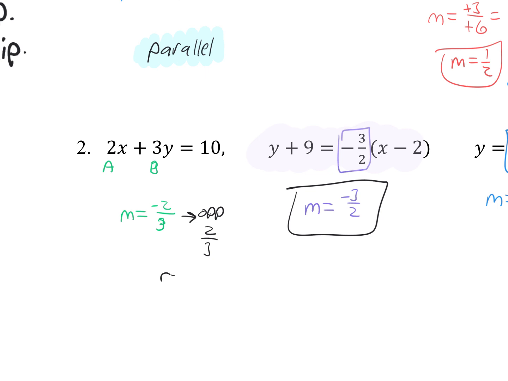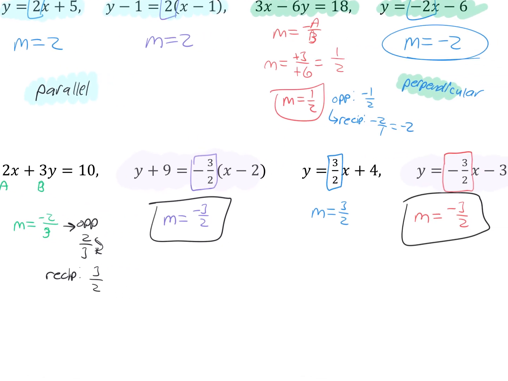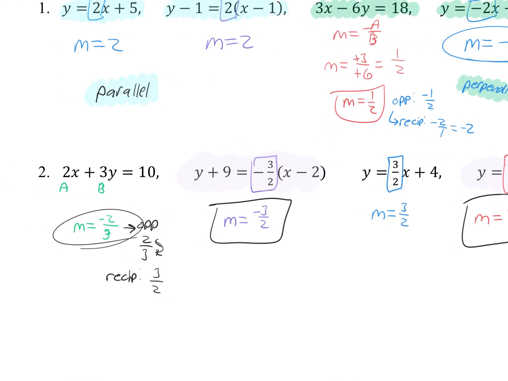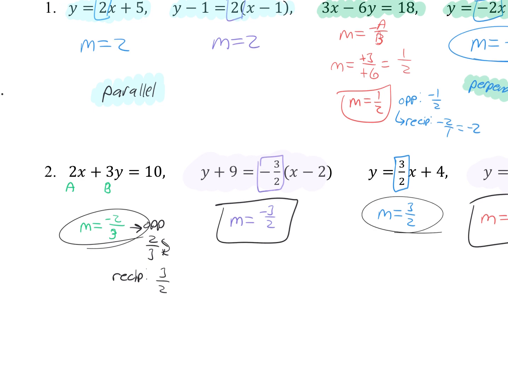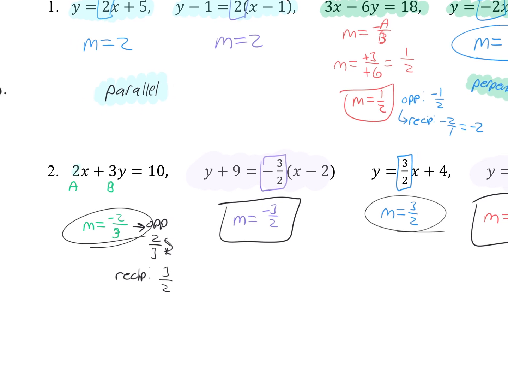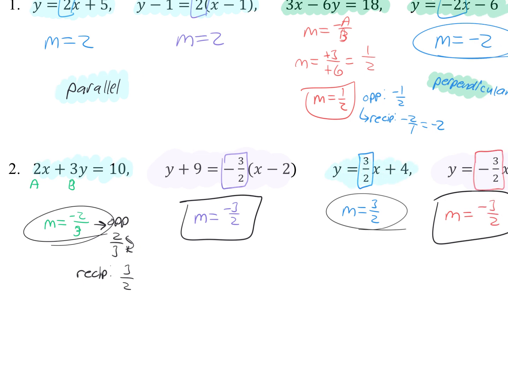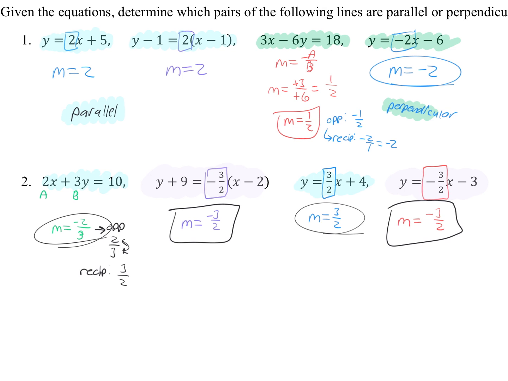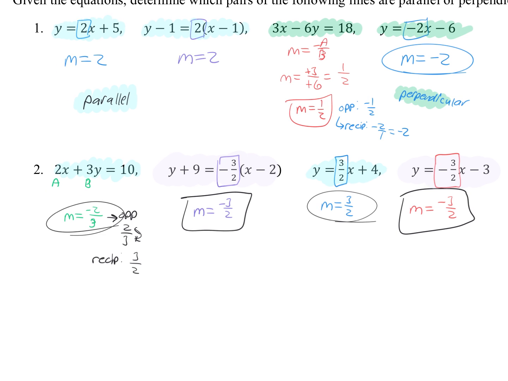All right, opposite, you just change the sign. And then reciprocal is you're going to flip the fraction. So it's going to become 3/2. And then let's check, is the other one 3/2? It is, right? So this is the opposite reciprocal of this. All right, what does that mean? That means this line right here and this line right here are perpendicular. All right, so the ones that are highlighted in the light purple are parallel, and the ones that are highlighted in that light blue are perpendicular, right?